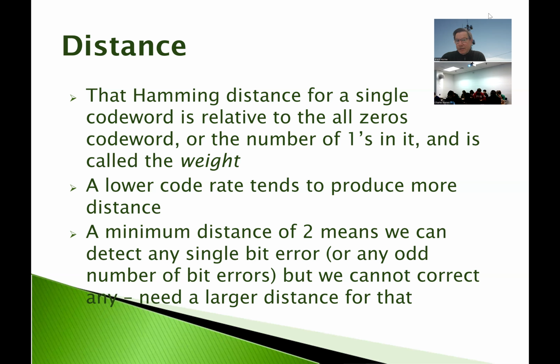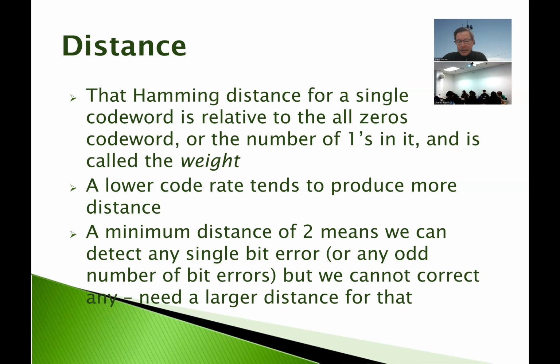All right, a lower code rate tends to produce more Hamming distance between all these code words. We're adding more redundancy, and so the code is more sparse in terms of the legitimate code words versus the available code words. A minimum distance of 2 means we can detect any single bit error or any odd number of bit errors, but we cannot correct it. We need a larger distance for that.